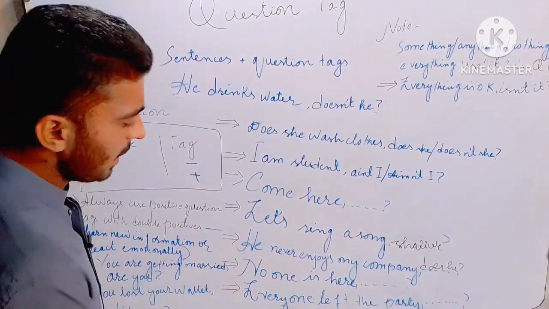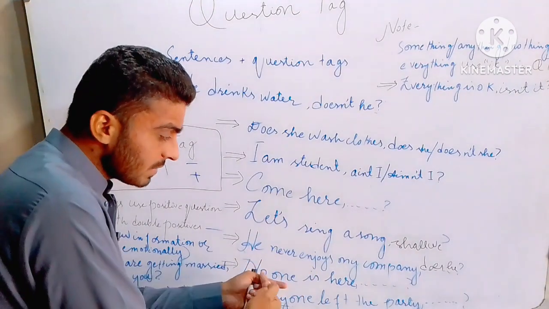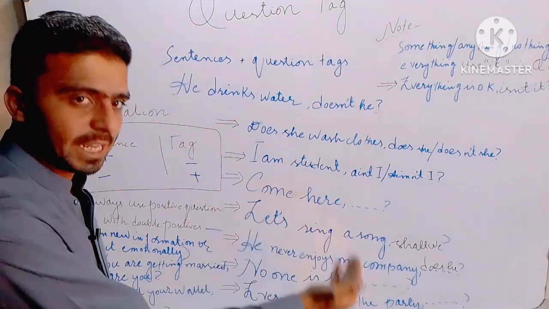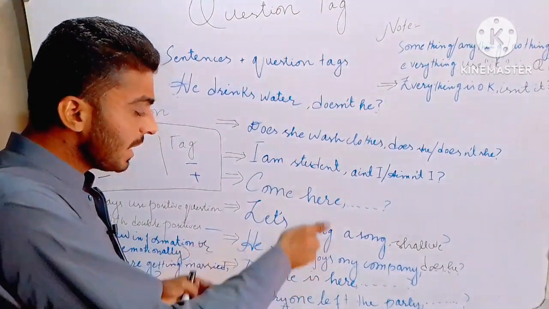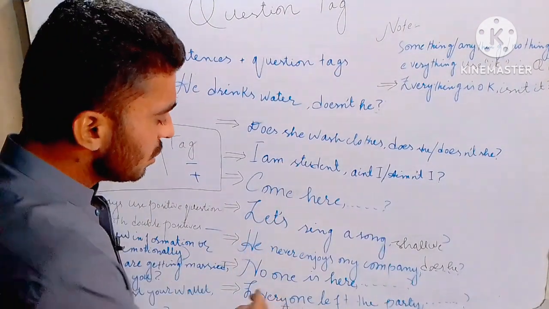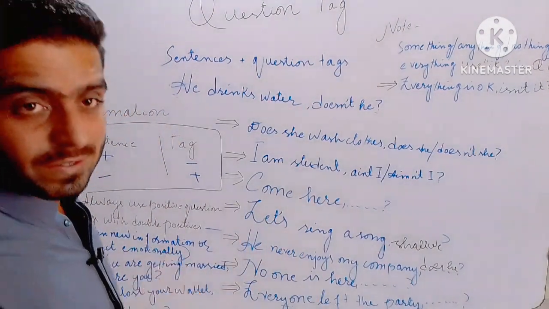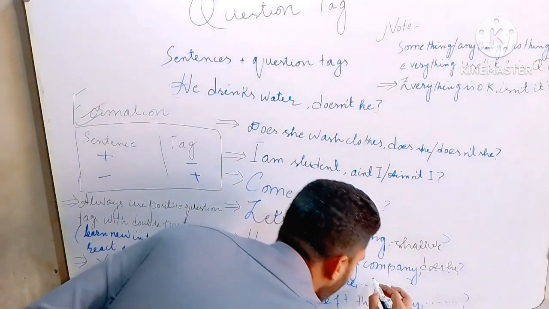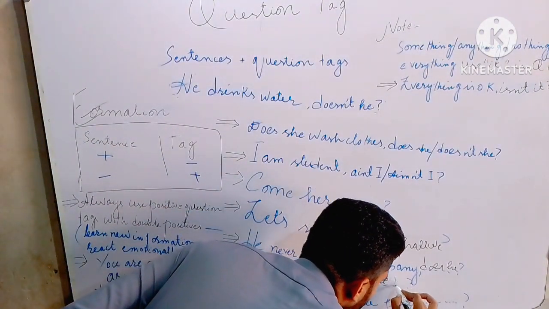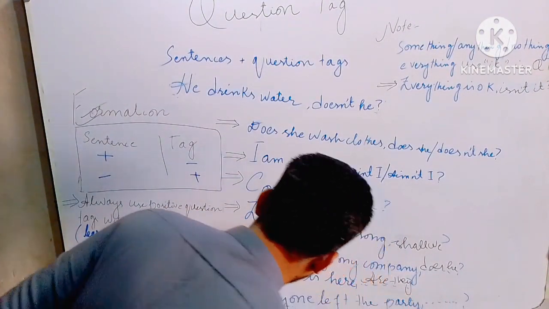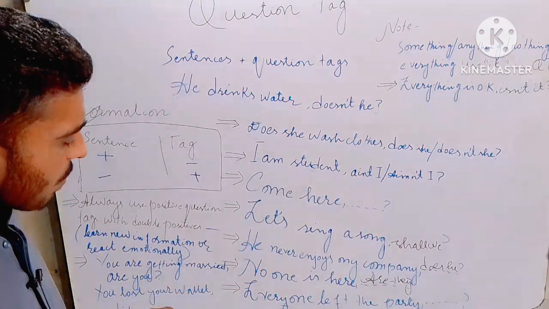I taught you here that when the sentence gives us positive meaning, we have to use the negative tag. When the sentence gives us negative meaning, we have to use the positive tag. No one is here, it is going to give us negative sense, so we have to use here, no one is here, are they. And the last, there is one sentence left.